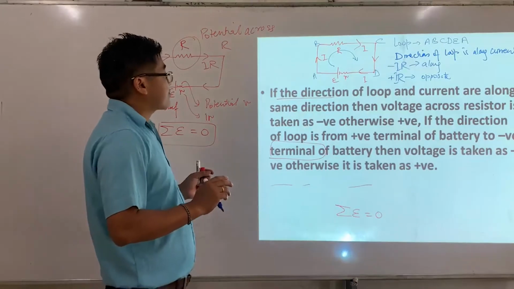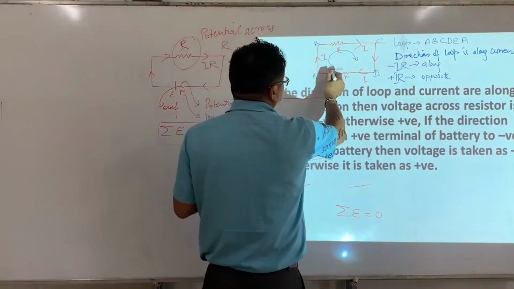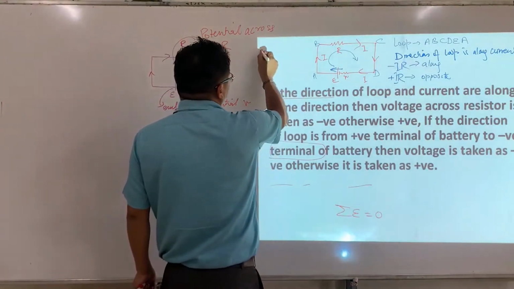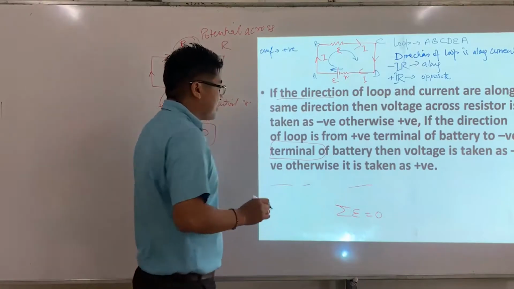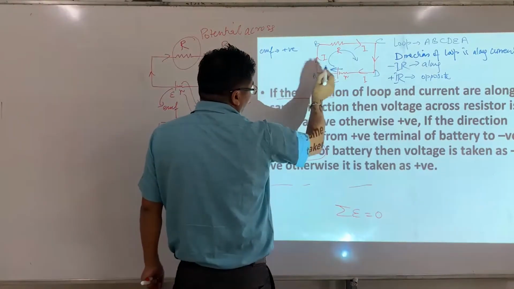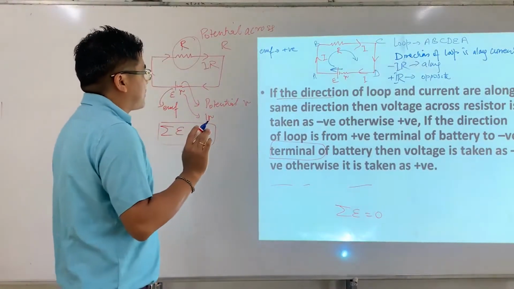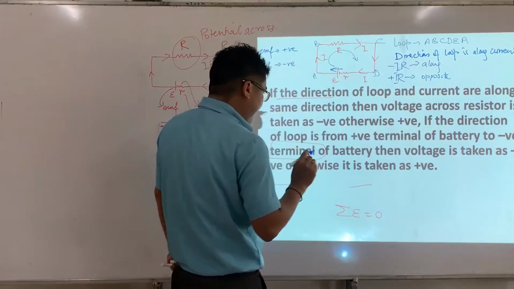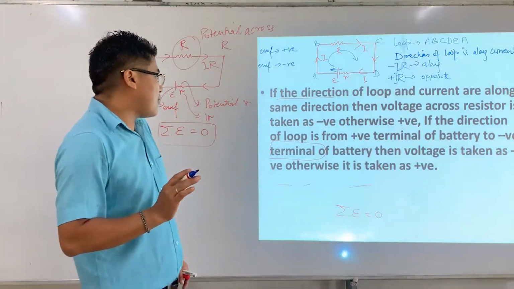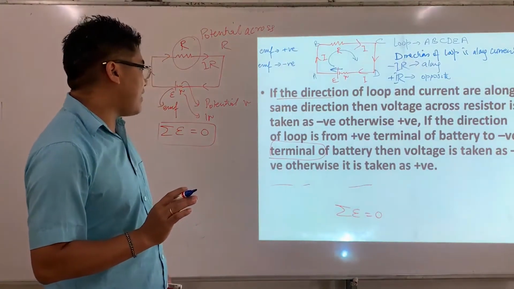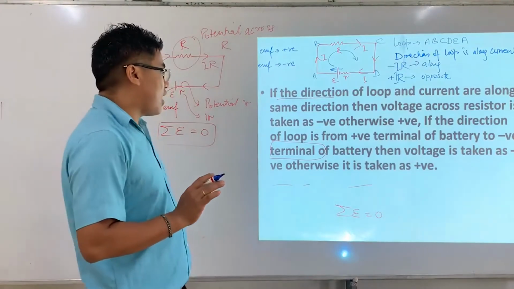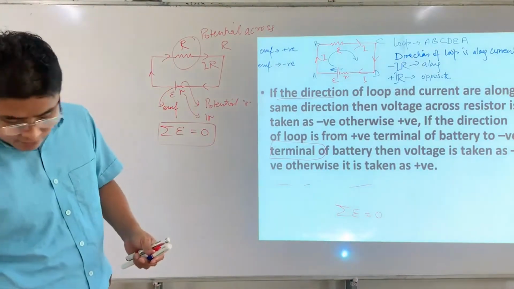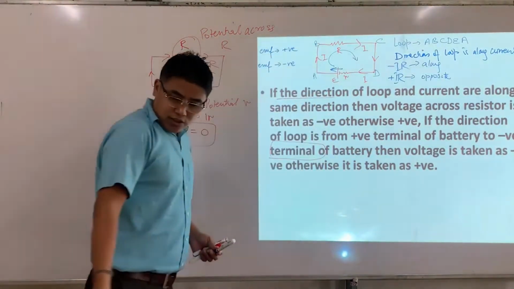Now the second part is, if a loop goes from the negative terminal to the positive terminal of a cell, then EMF is going to be positive. If the loop goes from the positive terminal to the negative terminal, then I am going to take EMF as negative. That you should keep in mind. Very important, right? So if the direction of loop is from the positive terminal of a cell to the negative terminal, then the EMF of the cell is taken as negative, otherwise it is taken as positive. This is a very, very important rule that we are going to use.